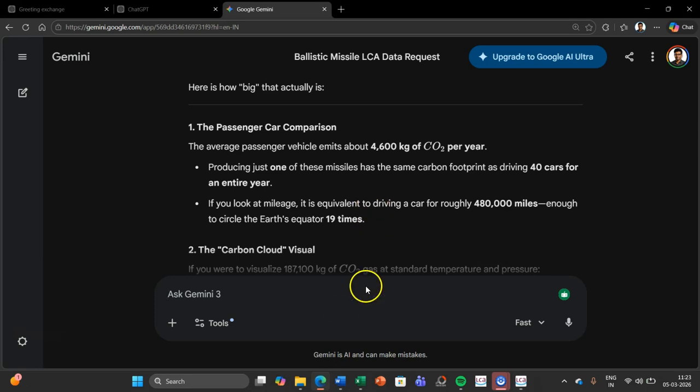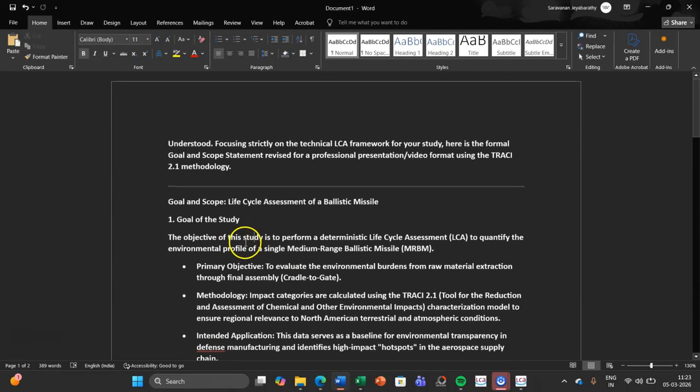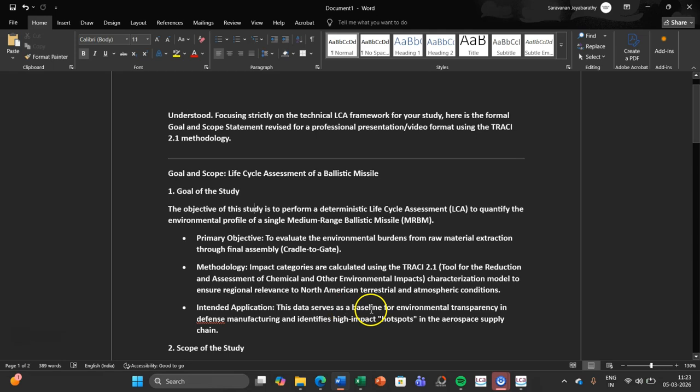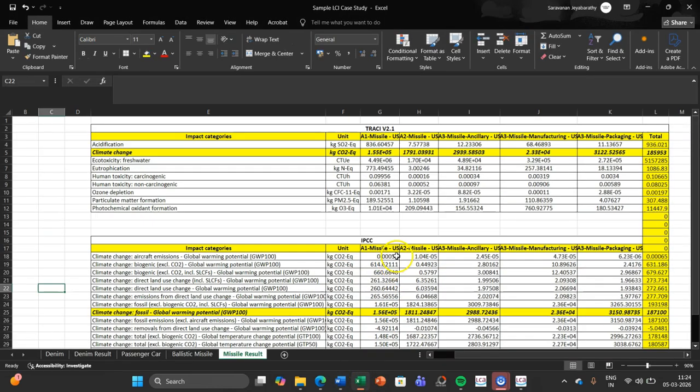I think we have done the goal of the study. We just wanted to understand a baseline kind of environmental impact due to the production of a single ballistic missile. And this is the number we are getting based on the Tracy method and the IPCC method, right?